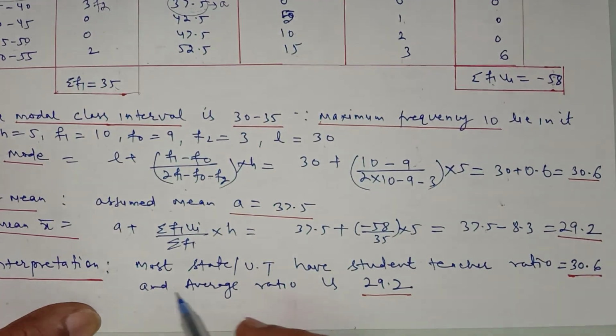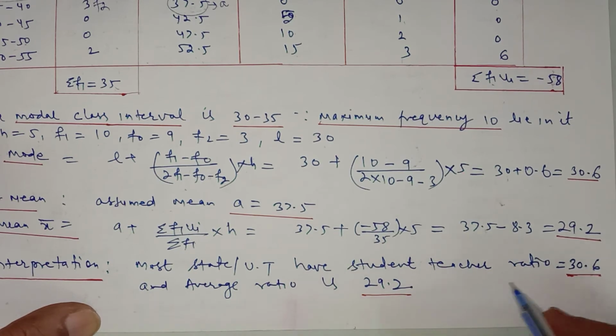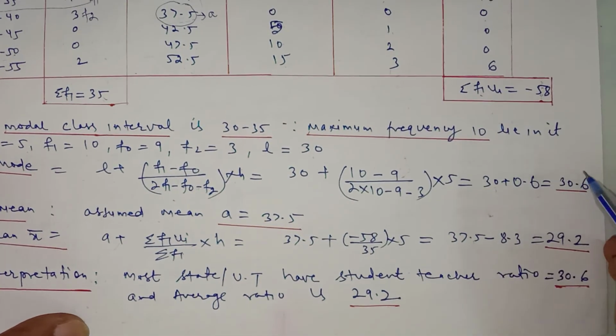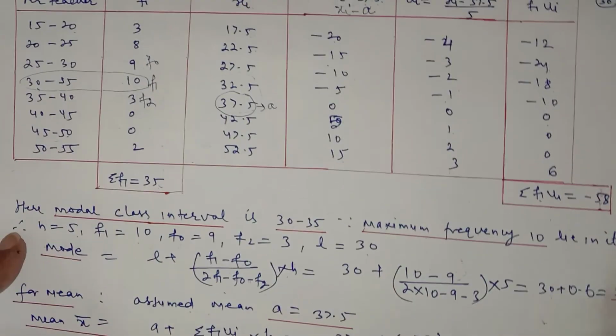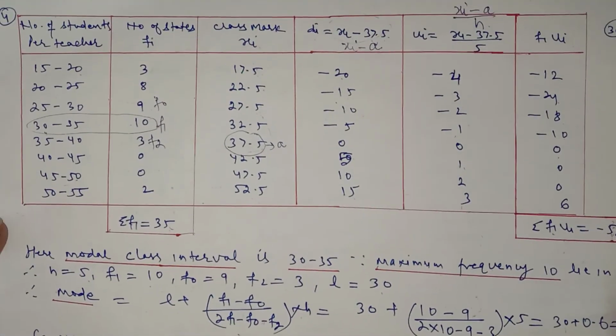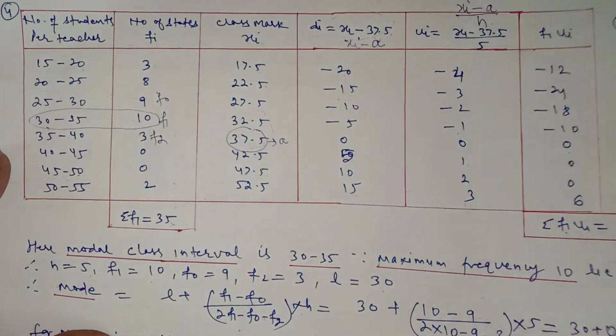So from this we can interpret that most states and union territories have a student-teacher ratio of 30.6, that is 30.6 students per teacher, and the average ratio is 29.2, and so on. So this is question number 4 of this exercise. We'll discuss the remaining questions of this exercise in the next lecture. Thank you.